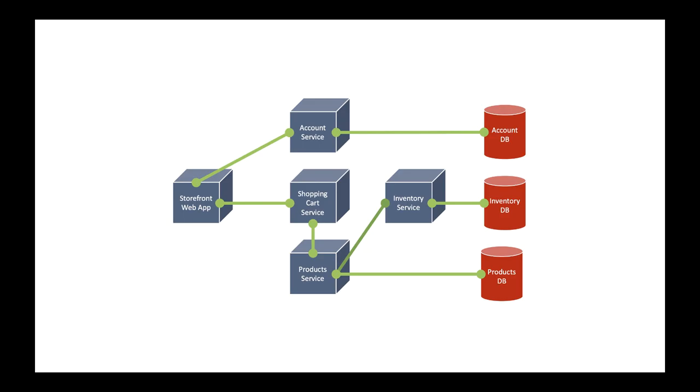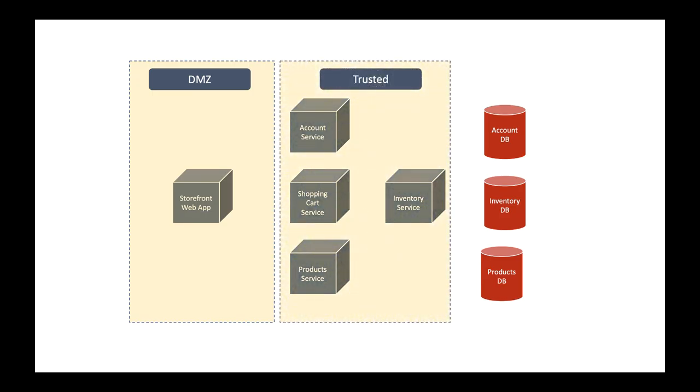A common security control is to group these microservices into security zones, so we can control what communication is allowed between zones. For example, there should be no reason for an end user client to connect to the inventory service directly, nor the backend databases. The storefront web front end should also never connect directly to those databases.